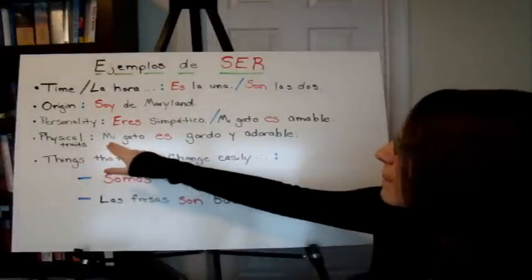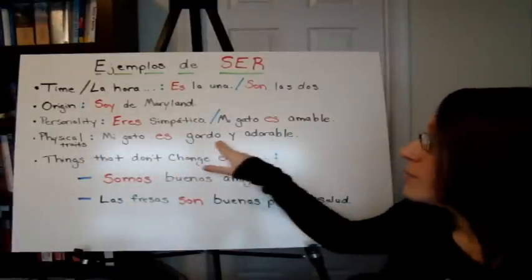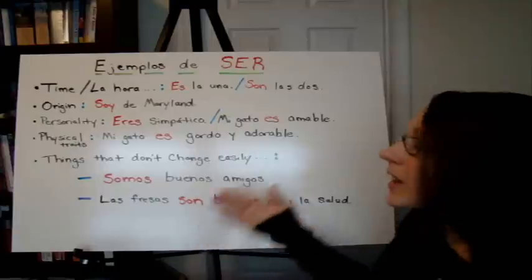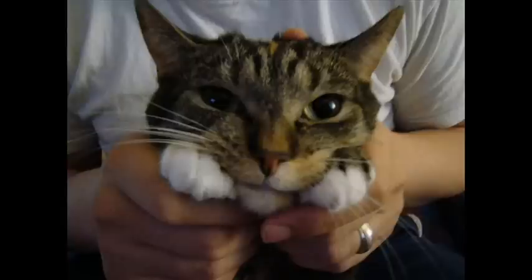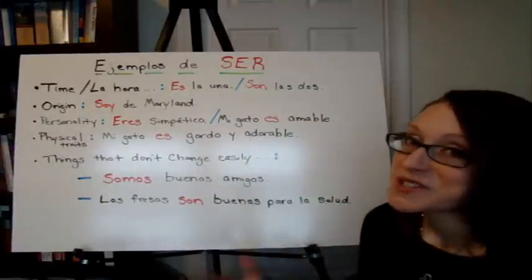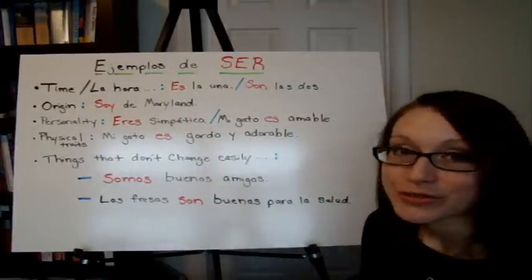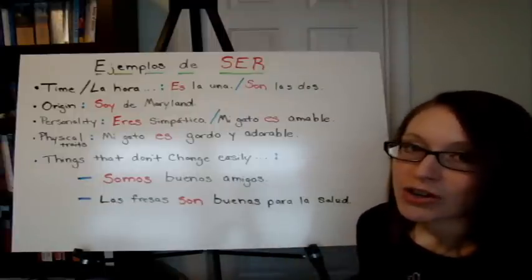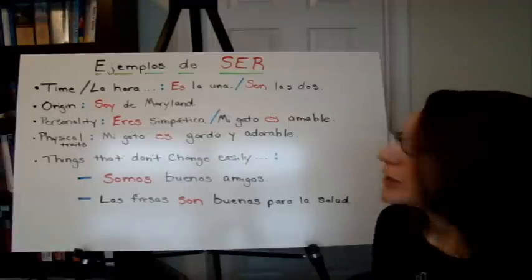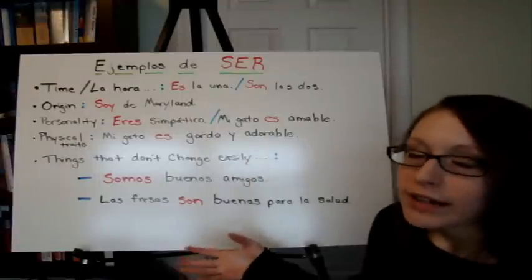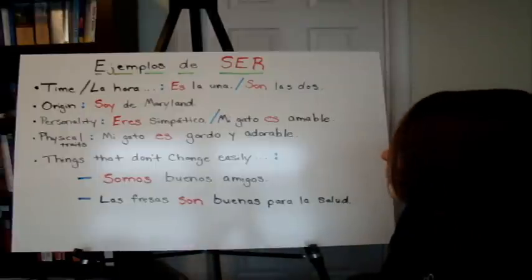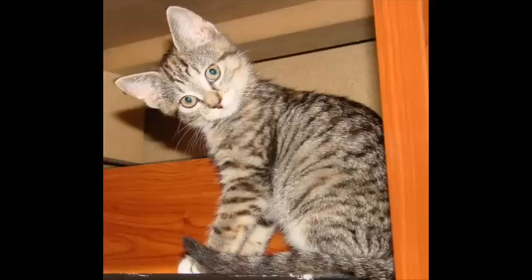Also, physical traits. Mi gato es gordo y adorable. My cat is fat. She is. Eres gorda. However, she is adorable. So the fact that she is fat, she's not going to become skinny tomorrow. She's not going to lose all of her fat overnight. We're going to have to put her on some kind of a diet. However, she always figures out a way to sneak food, so I don't know if that's really going to happen. And she is adorable. I don't know how she would not become adorable. Maybe when she gets older, she will not be as adorable. I don't know. But anyway, that will take time to change.